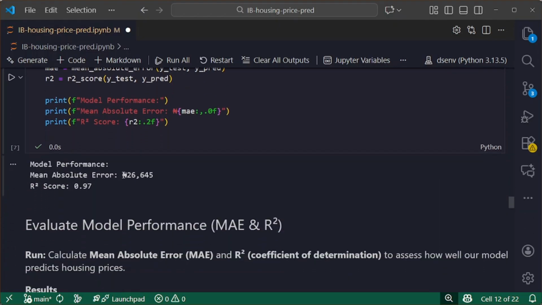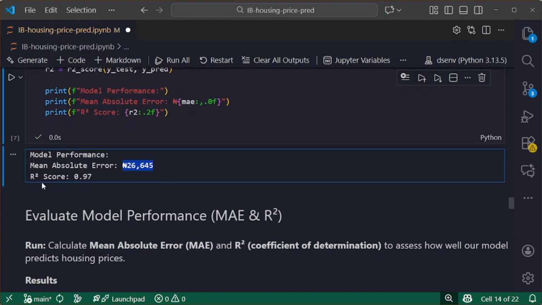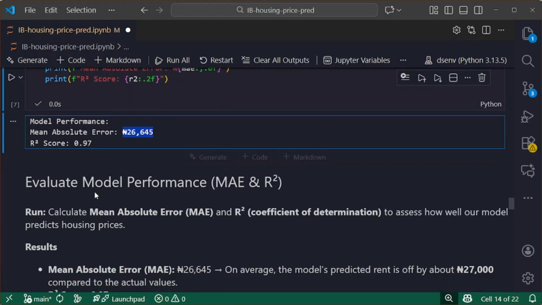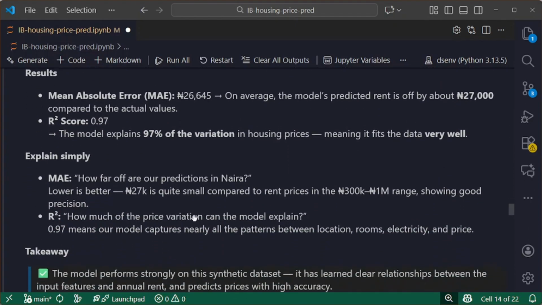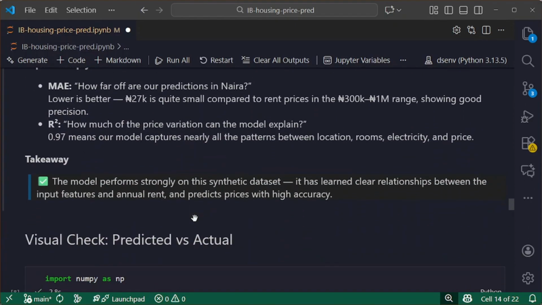So what we have is a mean absolute error of 26,645, which means that for every annual rent price my model predicts, it will be off by plus or minus 26,645. And then the R-square is basically 0.7, which means it captures about 70% of the variation of the data sets. So that's basically what we are saying here. For the MAE, you would say it's pretty good, because 27,000 is relatively small in the grand scheme of the rent prices. So it's pretty good, but it can be improved.